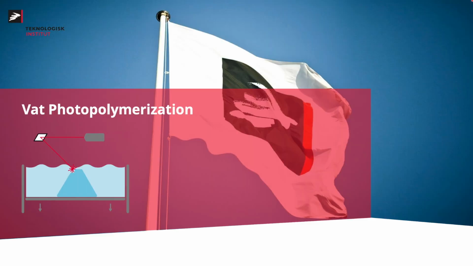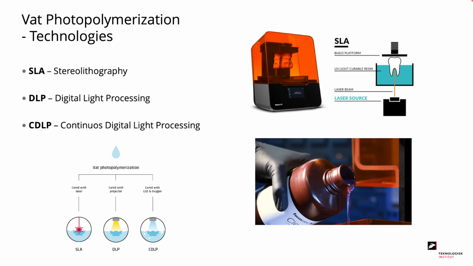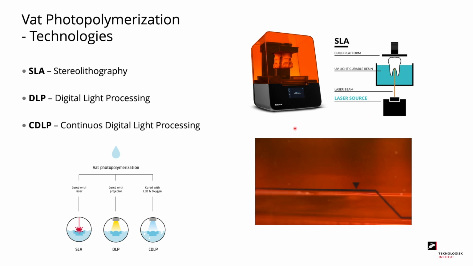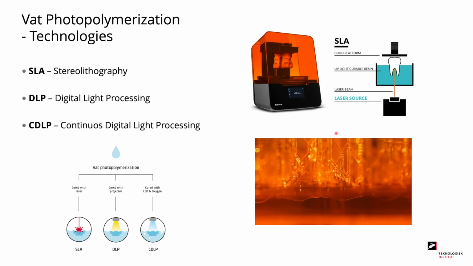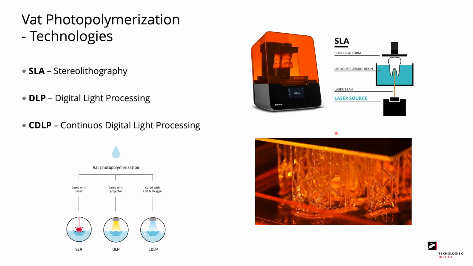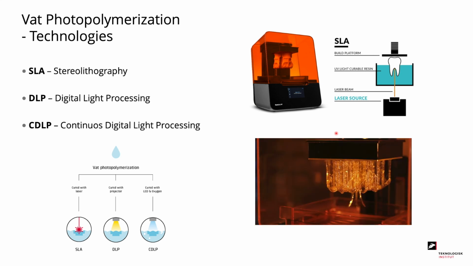First we have the VAT technology. The VAT technology originated with the SLA process, also known as stereolithography. The process works by having a UV light curable resin in a bath. A laser source is applied to the resin and cures the resin locally. This is done layer by layer, as we can see here in the following video. We first fill up our resin, and we then apply our laser layer by layer, slowly building up our part one section at a time.